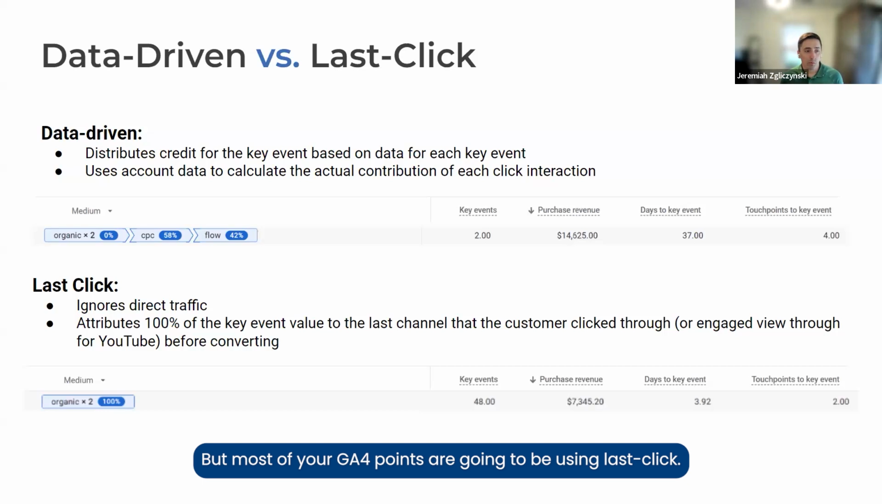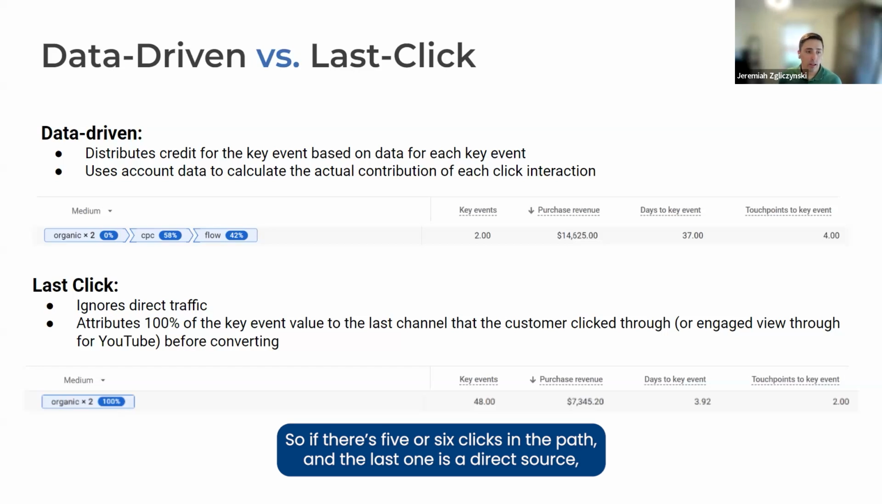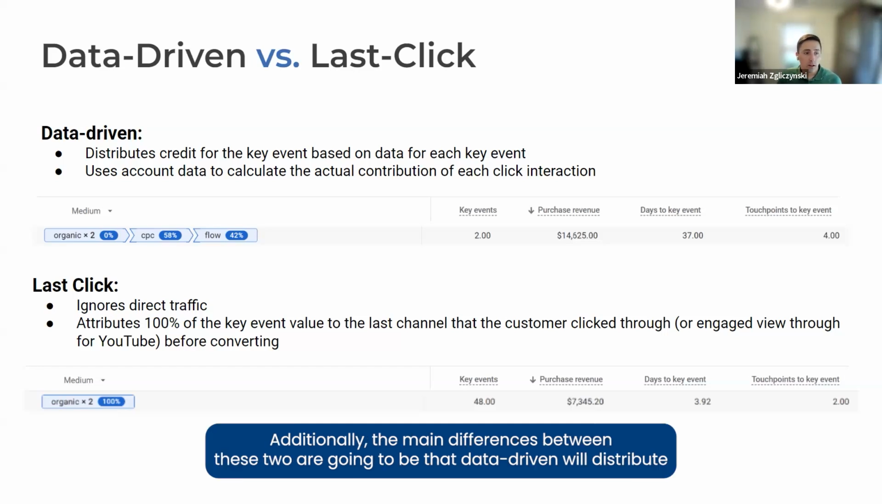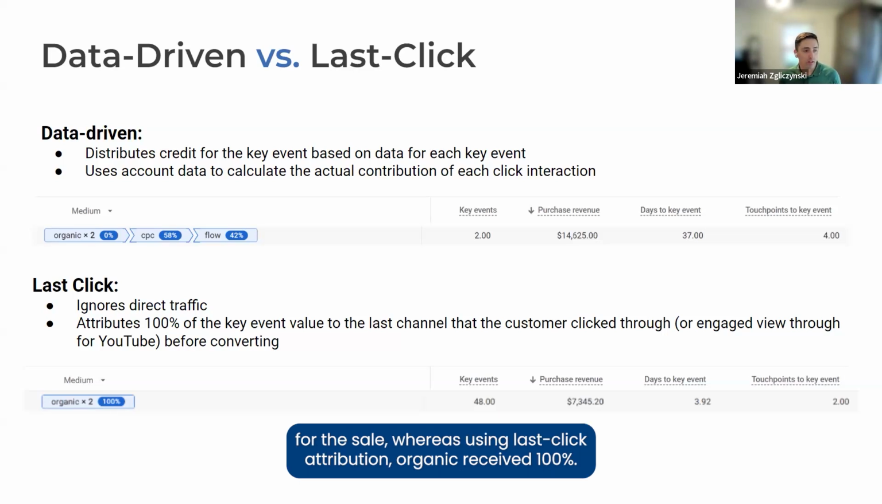But most of your GA4 points are going to be using last click. So it typically defaults to the last non-direct click. So if there's 5 or 6 clicks in the path and the last one is a direct source, it'll default to the previous one, whether that's organic, email, paid search, etc. Additionally, the main differences between these two are that data-driven will distribute parts of the purchase and parts of the revenue to different channels along the way. So in this first example, you'll see CPC and the email flow both receive partial credit for the sale, whereas using last click attribution, organic received 100%.